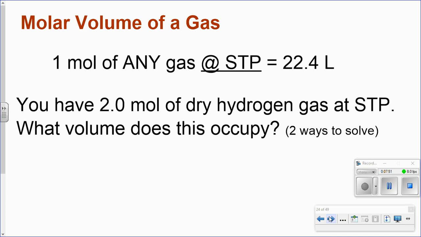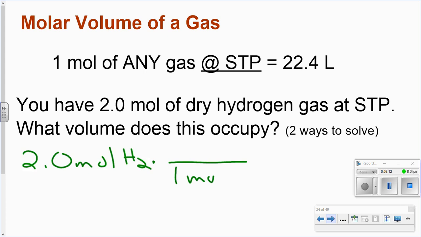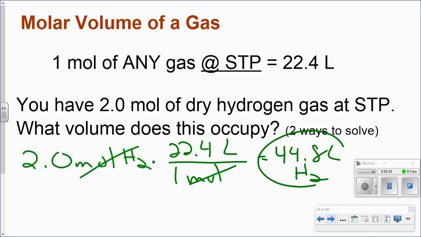Okay? So if you have 2 moles of dry hydrogen gas at STP, what volume does this occupy? If we work with the molar volume of a gas, and since the conditions are STP, this problem becomes quite simple. If we have 2 moles of any gas, it doesn't matter what it is. It says it's dry H2, which is hydrogen. It's at STP. And I know that 1 mole of any gas at STP occupies something the size of 22.4 liters, or about the size of a beach ball. So therefore, 22.4 times 2 is 44.8 liters. And we are done. It's really that simple.